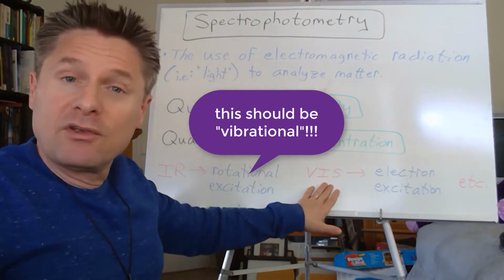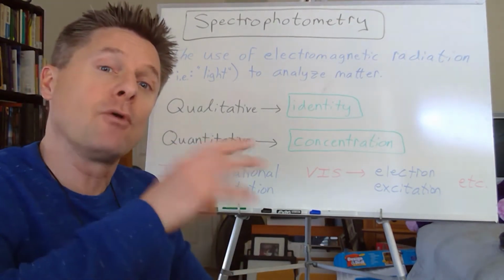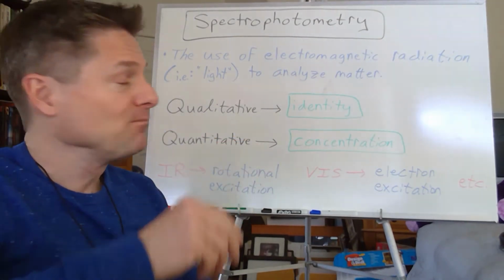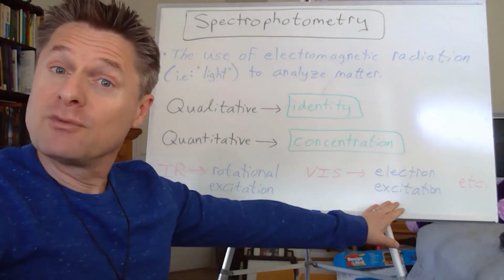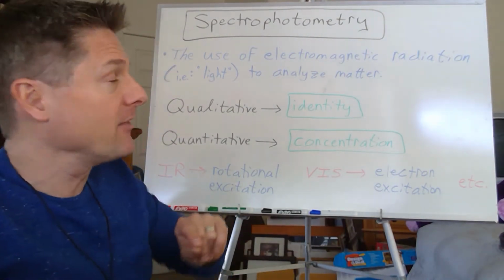We're mostly going to focus on visible and UV, called UV-Vis spectrophotometry, where we take either ultraviolet or visible light. We're going to be using visible light, striking matter with that. As you probably remember from first semester of general chemistry, that can cause electron excitation. We're going to take a brief look at that on the next board.